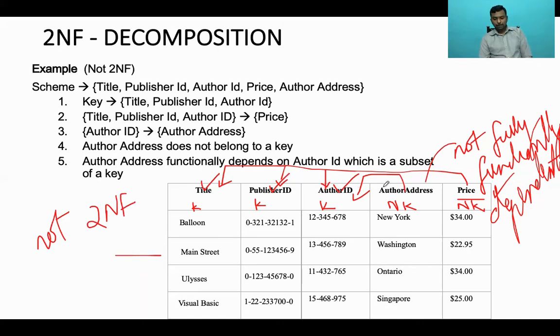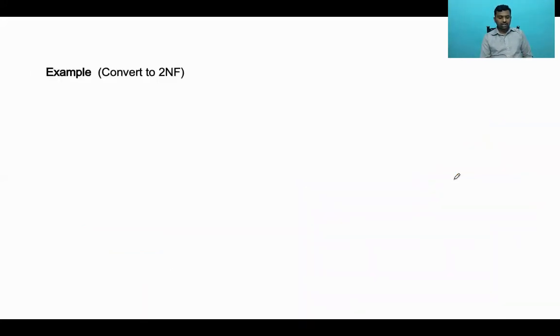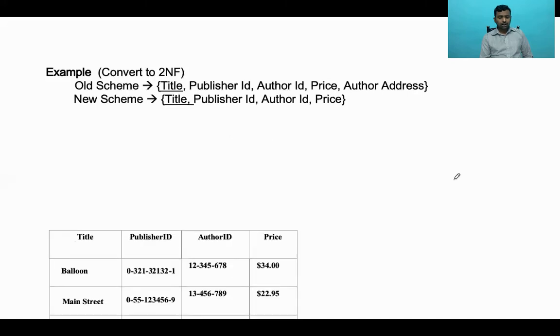Now here, price is dependent on title, yes. Price is dependent on publisher ID, yes. Price is dependent on author ID, right? So we'll be dividing it as title, publisher ID, author ID, and price as one table, and one more table that will have your other things, right?